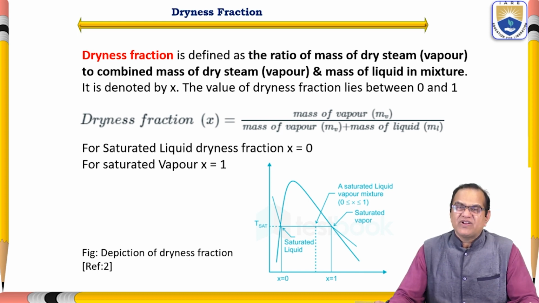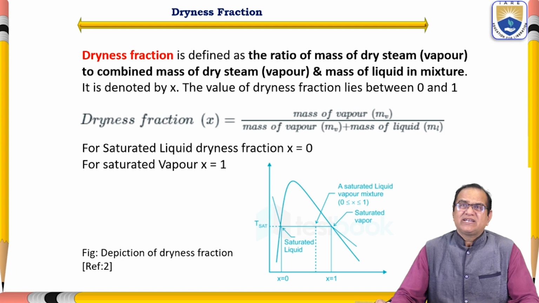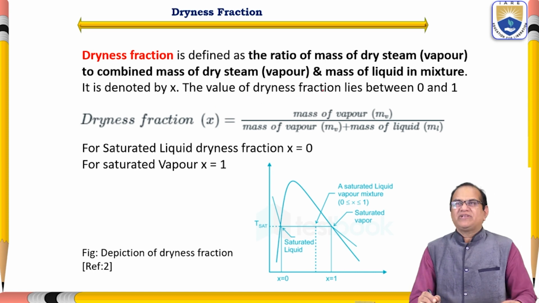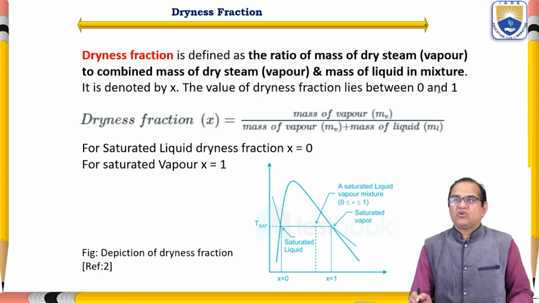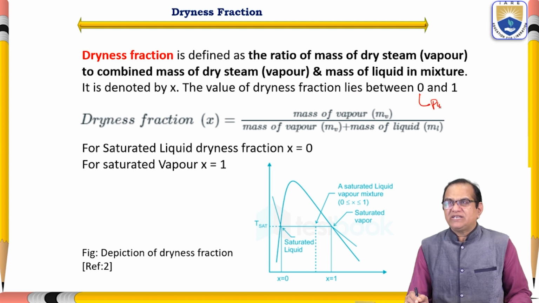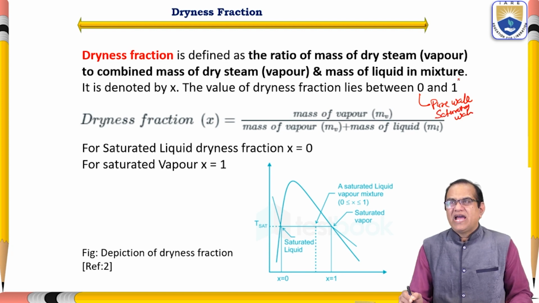Dryness fraction. What is the dryness fraction? We have seen that the dryness fraction is defined as the ratio of the mass of dry steam, that is the vapor, to the combined mass of dry steam and the mass of the liquid. It is denoted by x. The value of the dryness fraction lies between 0 and 1. So 0 means pure water, or saturated water, and 1 means saturated vapor.